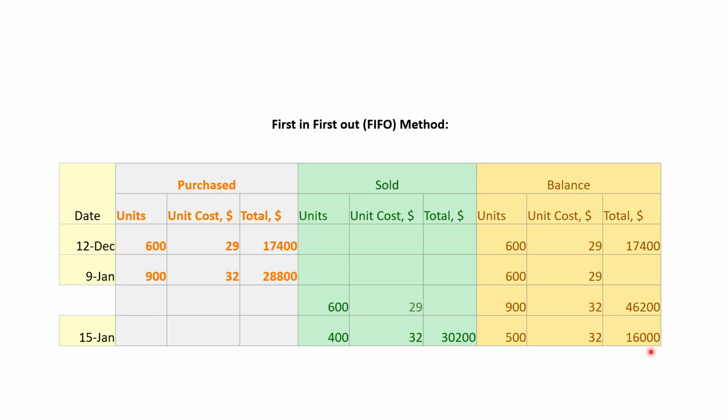So in this way we have completed this subsidiary ledger record by following the average cost method and the FIFO method, first in first out method. These are two popular methods that are being used by different companies for the valuation of their inventory.